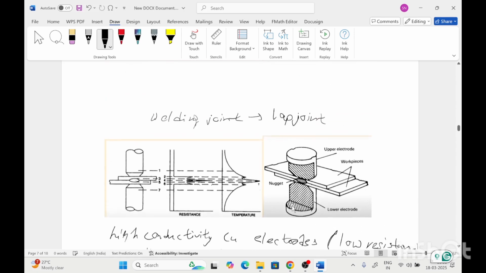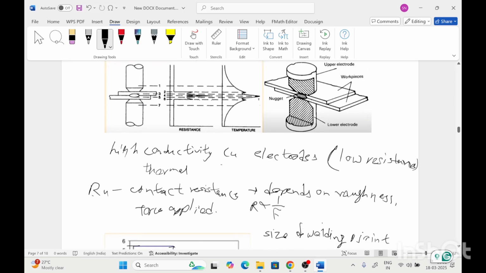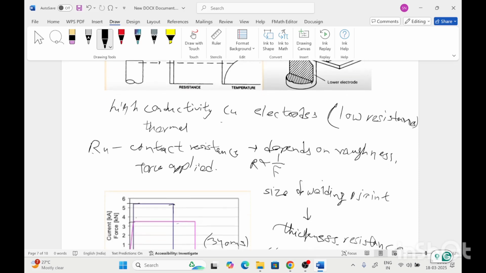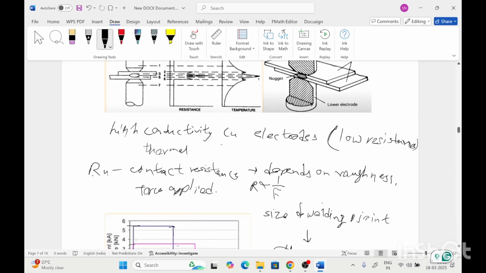So the high conductivity copper electrodes are used for the resistance welding. Also, the resistivity of the copper electrodes is very low. So here we consider only the contact resistance R4 between the plates. The contact resistance means how we can increase or decrease the heat generated to form the welding joint. So it depends on the roughness of the plates and the force applied.